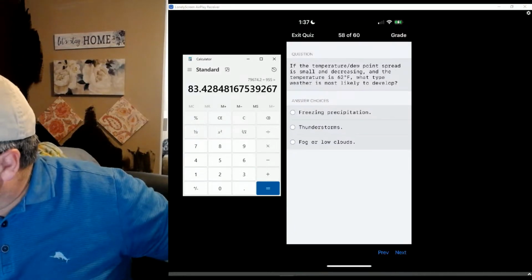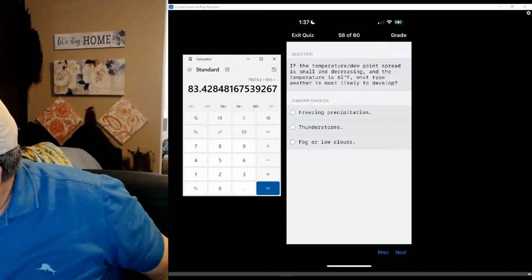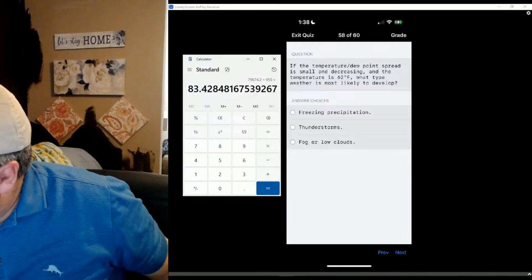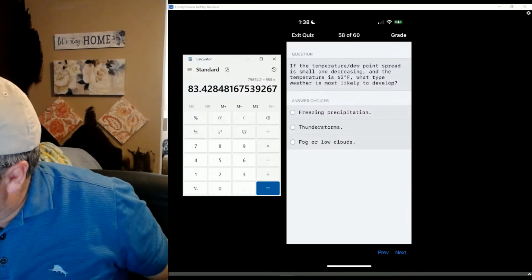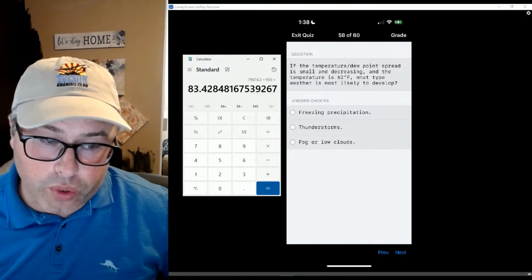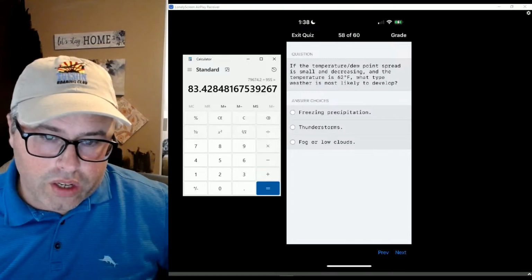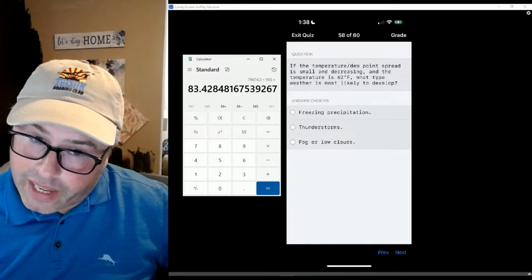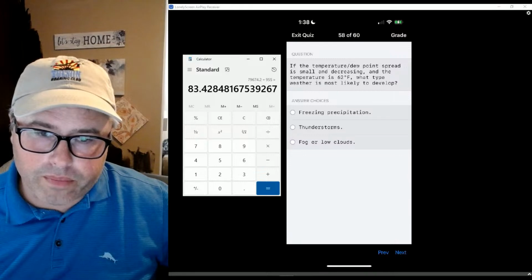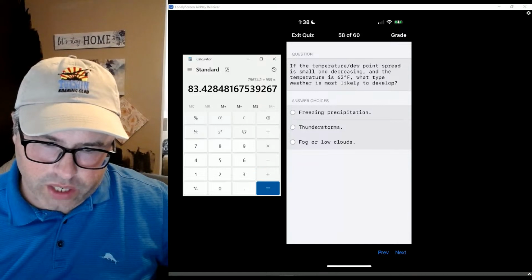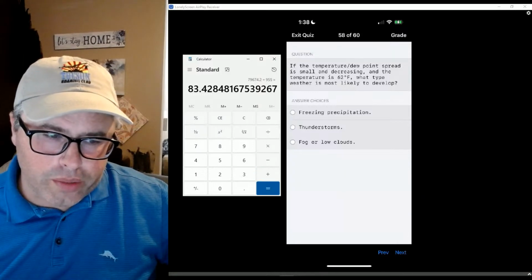Three more left. If the temperature dew point spread is small and decreasing and the temperature is 62 degrees, what type of weather is most likely to develop? So it's above freezing, 62 degrees Fahrenheit. Freezing point is 32. The temperature dew point spread is small, so you're probably going to get clouds soon. Freezing precipitation? We're above that. Thunderstorms?